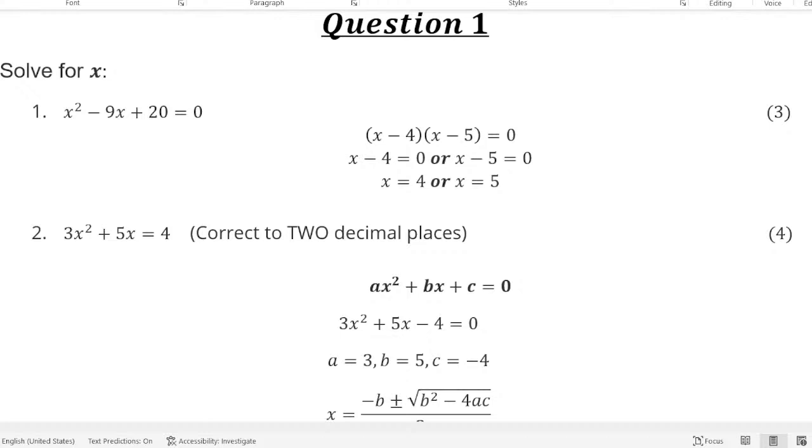So you must make sure that you practice question 1 from previous exam papers, or you can go to our website, you check for past exam papers, they are there.